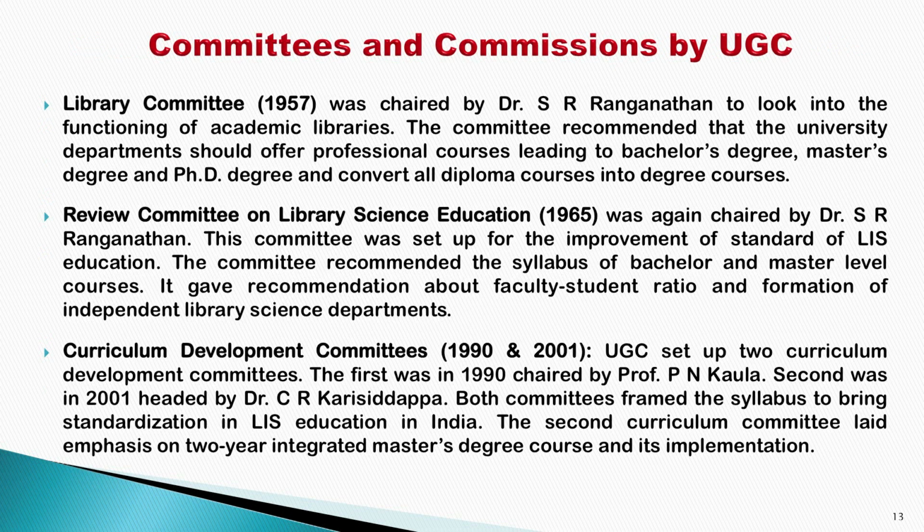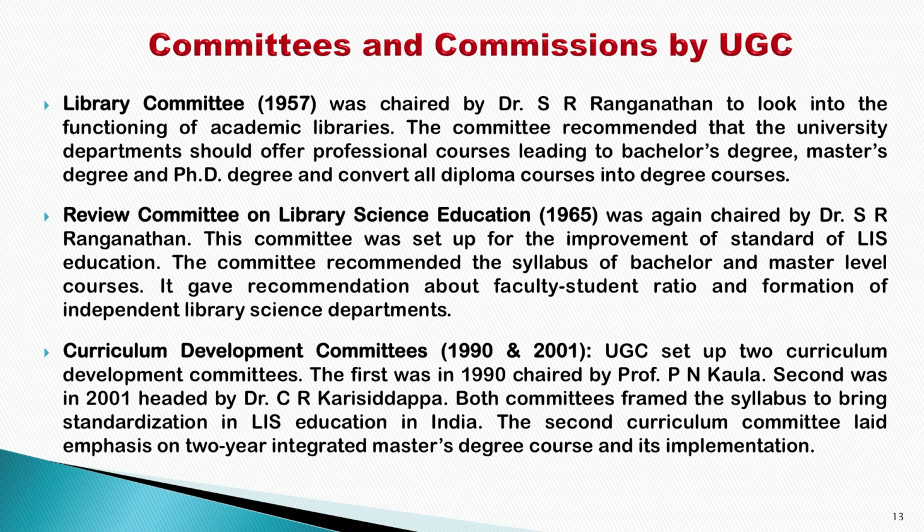Now we come to committees and commissions set up by UGC. The Library Committee, which was chaired by Dr. S.R. Ranganathan, was set up in 1957 to look into the functioning of academic libraries. The committee recommended that university departments should offer professional courses leading to bachelor degree, master degree and PhD degree, and convert all diploma courses to degree courses.